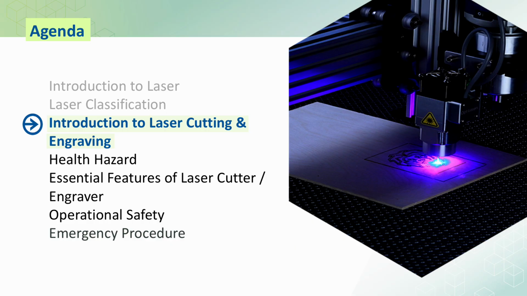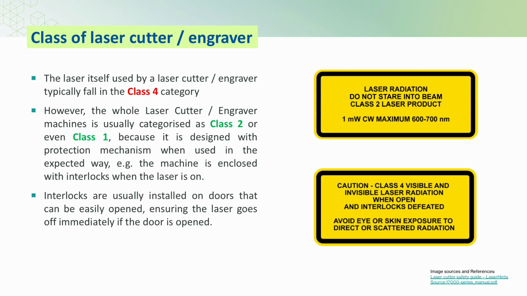Now let's move on to introduce laser cutting and engraving. The laser itself used by laser cutter, engraver, typically fall in Class 4 category. However, the whole laser cutter, engraver machines are usually categorized as Class 2 or even Class 1 because it is designed to have protection mechanism when the product is used in expected way. For example, machine is enclosed with interlock when the laser is on. Interlock is usually installed at the doors that can be easily opened to turn laser off immediately if the door is opened.